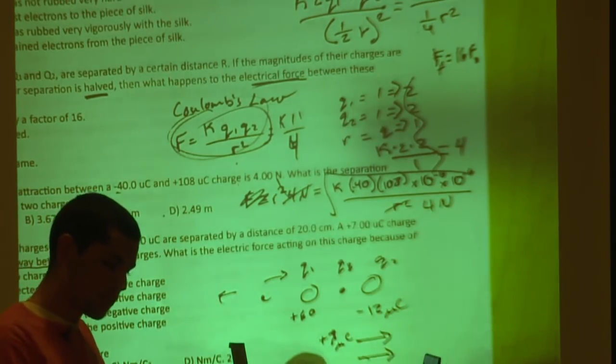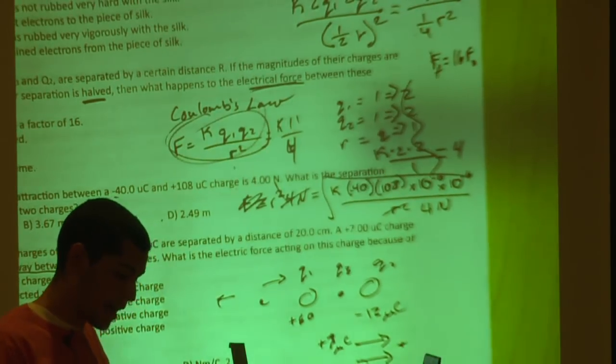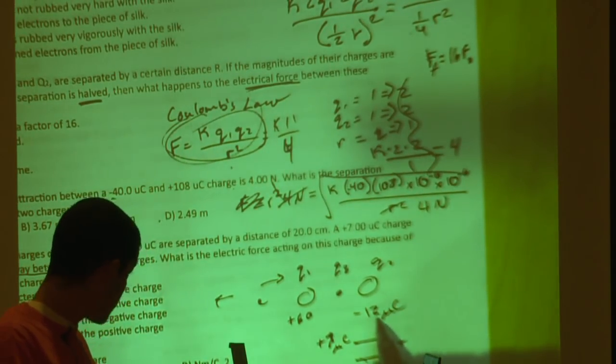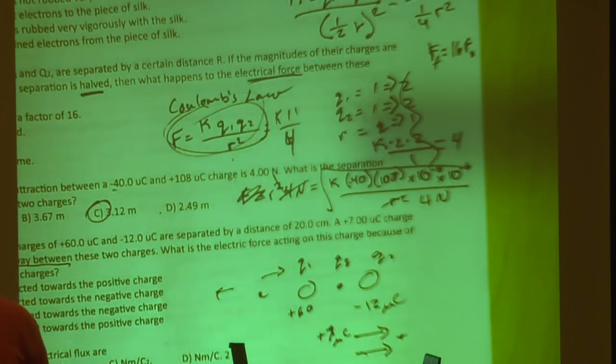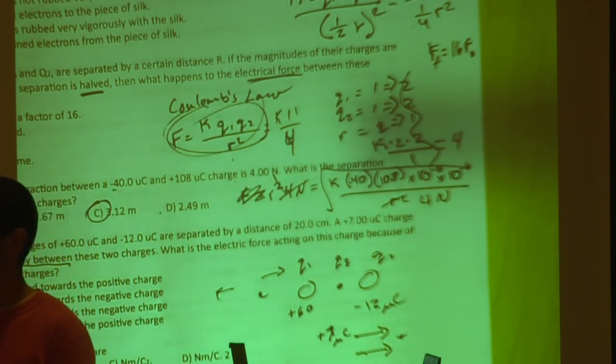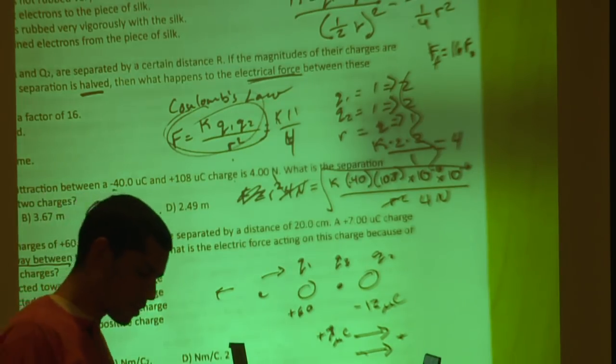With that, we see that the vectors are in the same direction, so we will add them. If this were positive, then the vectors would point in the opposite direction, and we would have to subtract them. Does that make sense to everybody? So let's plug it out.